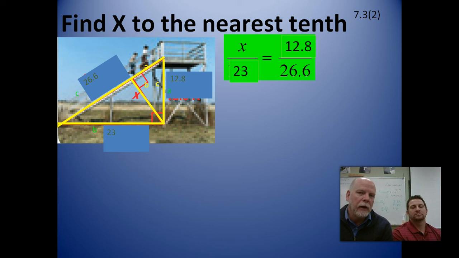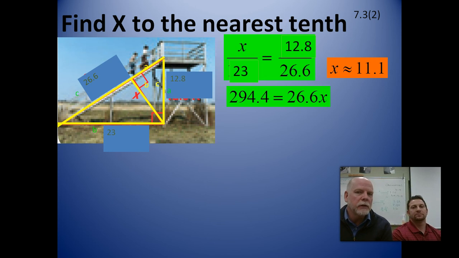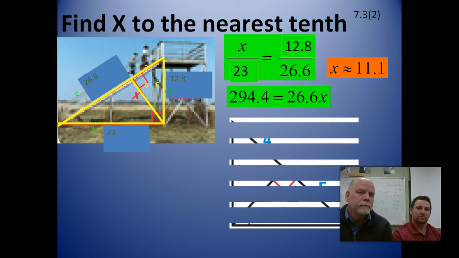If we cross multiply now, we're going to get 26.6x, and 12.8 times 23 is 294.4, and then divide both sides by 26.6 and we get x is approximately 11.11. Okay, you again could do a geometric mean here, but because we don't know the pieces of the hypotenuse, you'd have to call one of them x, one of them 26.6 minus x, or y, use a different variable I guess, and it would just get a little bit messy is all. You could do it, it would just get a little bit more complicated.